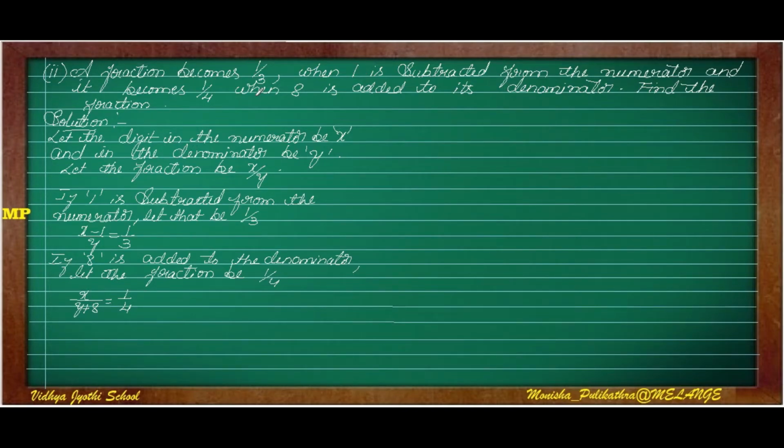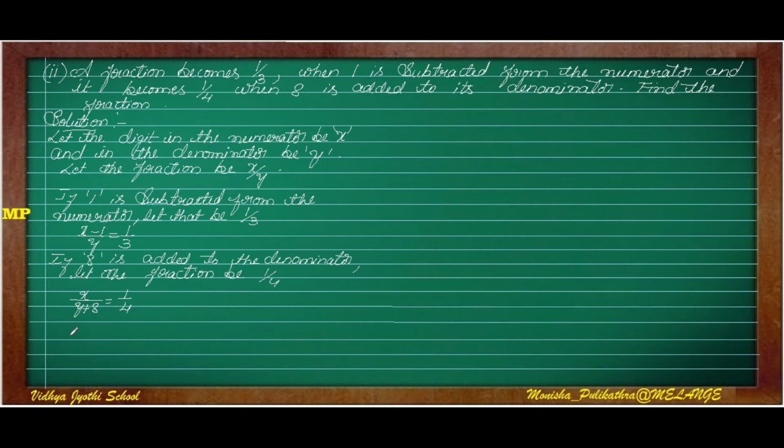A fraction becomes 1 by 3 when 1 is subtracted from the numerator, and the fraction becomes 1 by 4 when 8 is added to the denominator. We have to find out that fraction. So let in the fraction the numerator be x and the denominator be y. So the fraction is x by y. So if 1 is subtracted from the numerator, let the fraction be 1 by 3, and if 8 is added to the denominator, let the fraction be 1 by 4.